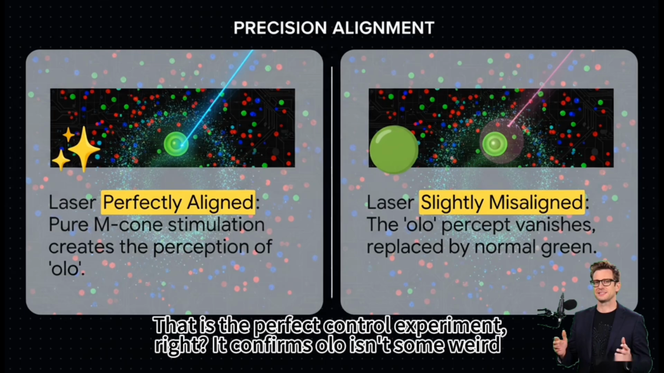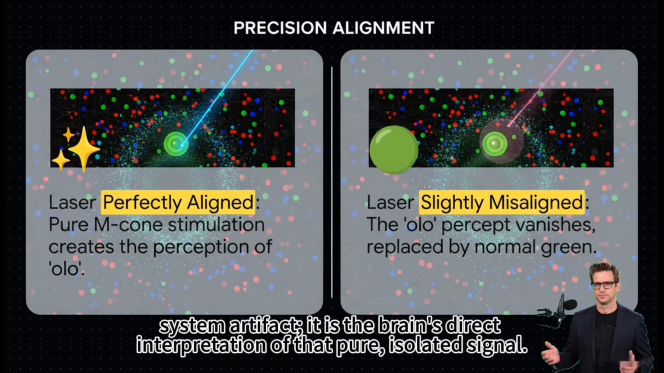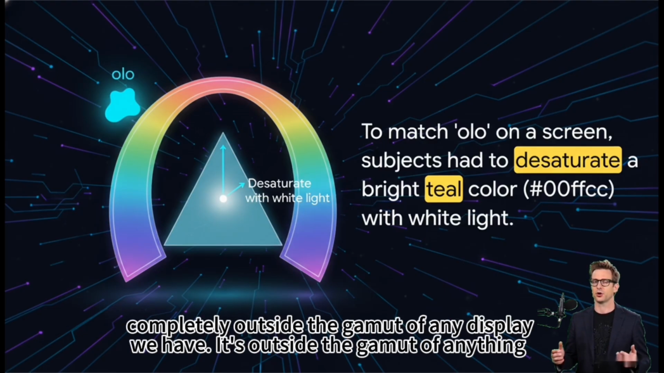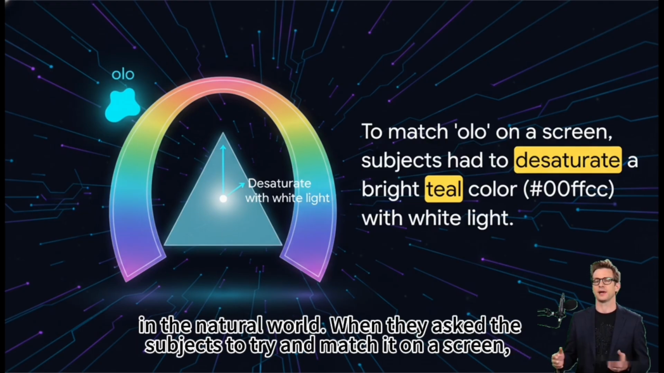That is the perfect control experiment, right? It confirms Olo isn't some weird system artifact. It is the brain's direct interpretation of that pure, isolated signal. So, could you see this color on your computer screen? No way. This color is completely outside the gamut of any display we have. It's outside the gamut of anything in the natural world.